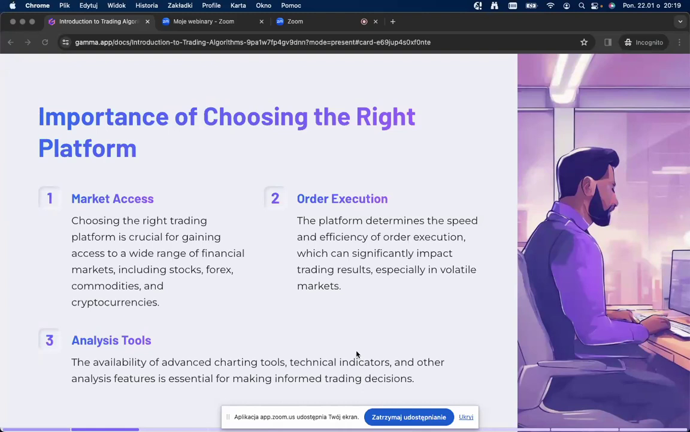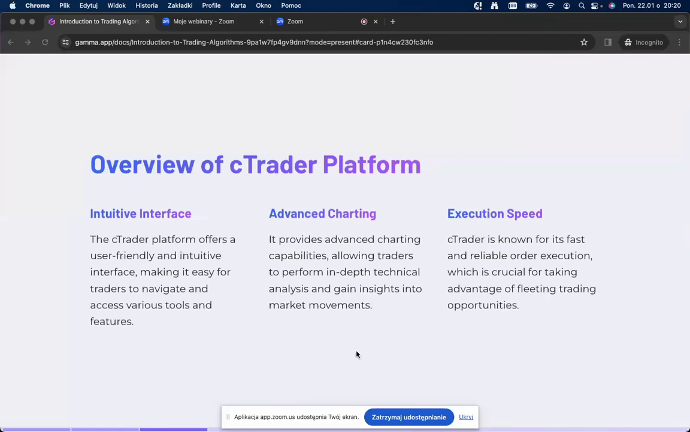of cTrader running on the TopFX broker. And of course, the availability of advanced charting tools, technical indicators, and other analysis features is essential because you need to make informed trading decisions. Backtesting and optimization, it's so obvious I don't even mention it. So the cTrader platform has all of this.